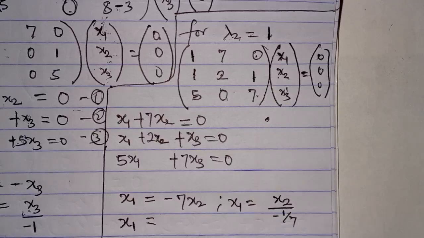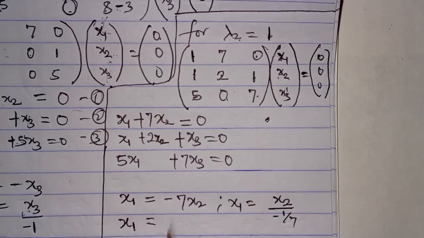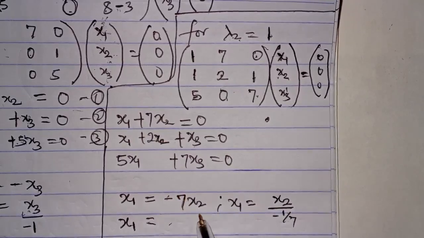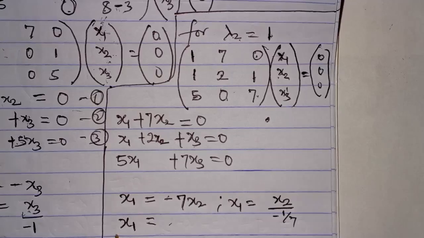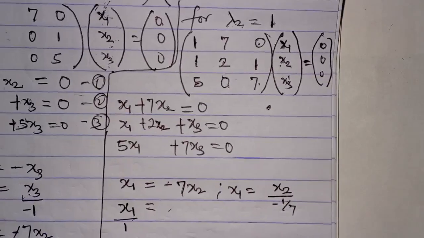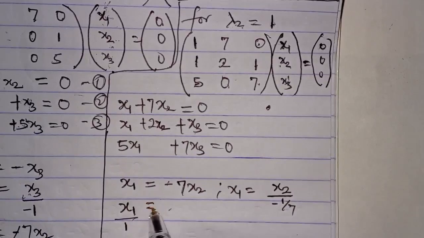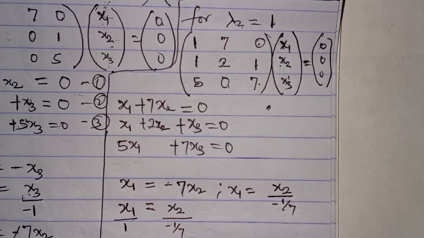Yes, you agree. I think I did that earlier. The minus will come down and the 7 will come down as a reciprocal. So x1 over 1 is equal to x2 all over minus 1 over 7.